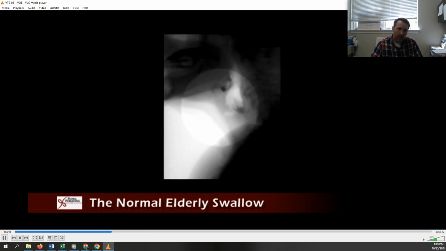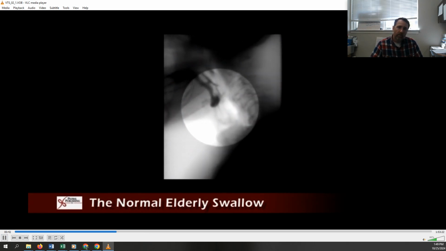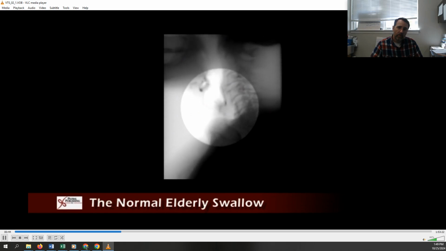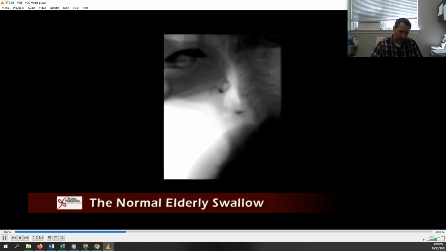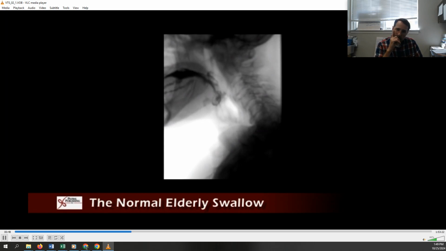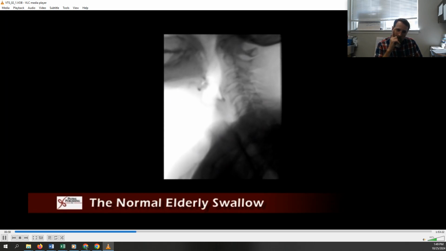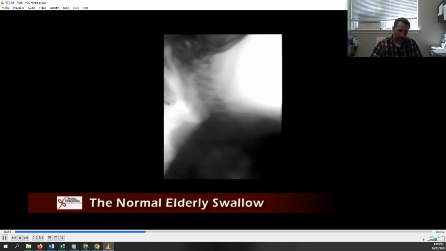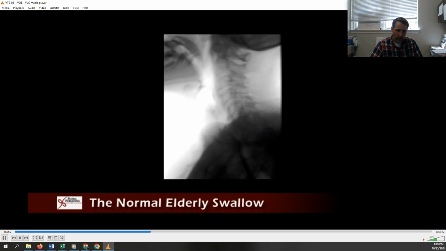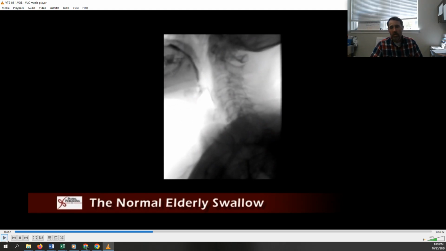In liquids, we can see that there is reduced laryngeal elevation and incomplete airway closure on this swallow. On this thin liquid swallow, there is delayed pharyngeal swallow initiation with premature spillage. A small amount of residue in the valleculae can be seen. Premature spillage, that's another term for posterior spillage.